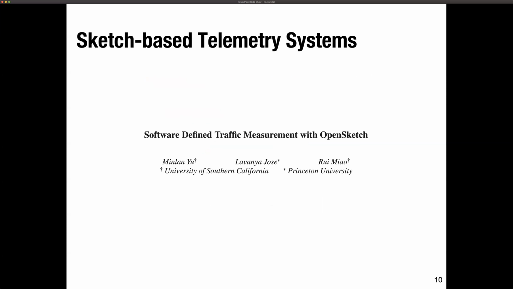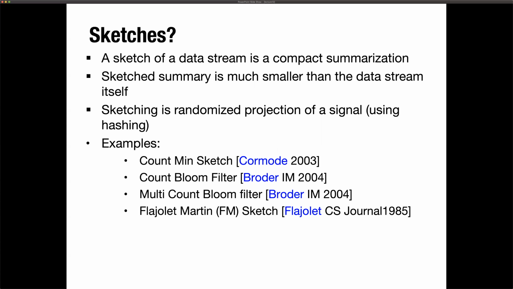So "Software-Defined Traffic Measurement with OpenSketch" was a paper published by researchers at USC and Princeton. I think all three authors' affiliations have changed now. Minlan is a faculty member at Harvard. Lavanya was a grad student at Stanford; I don't know where she is now. And Rui, I know, works at Alibaba, right? So crazy how things change over time. But this was a very, very interesting and powerful paper at its time. So let's try to see why, right?